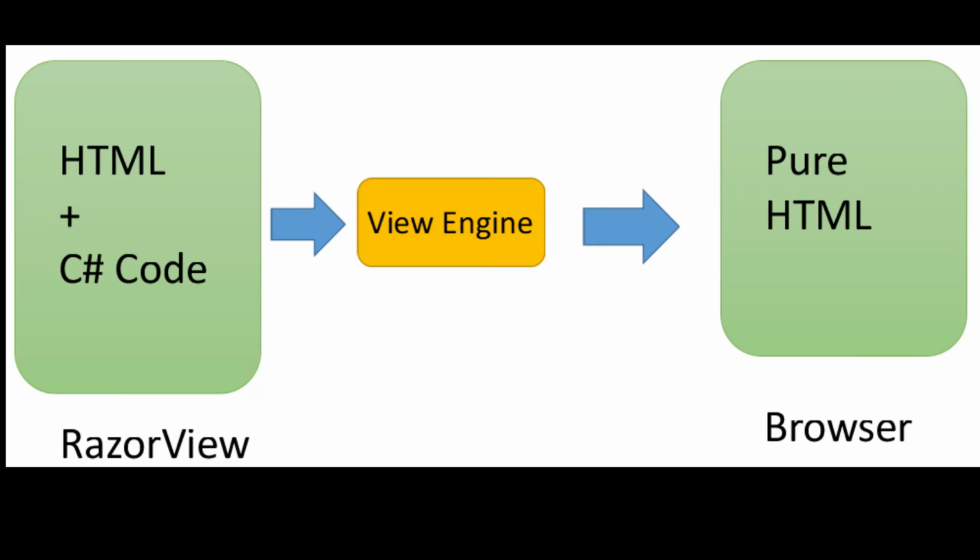And then razor can also sometimes refer to Microsoft's view generating engine. This view engine is able to read the combined C# and HTML code, in other words razor syntax, and produce the raw HTML that a browser can understand and display.